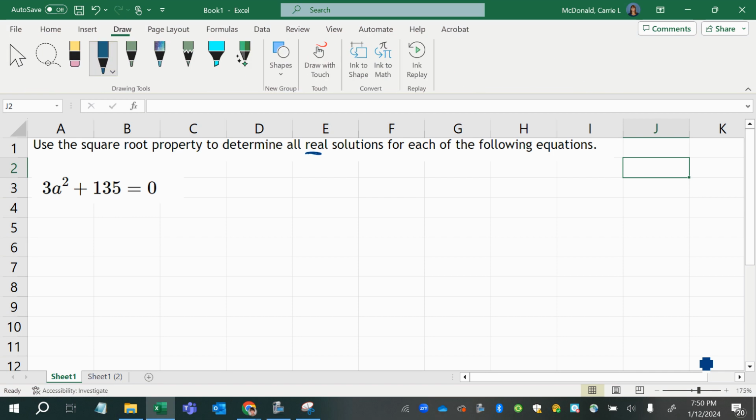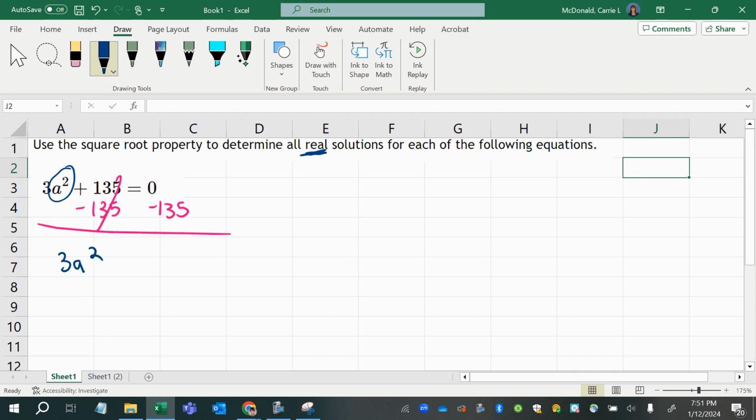Notice it says real solutions, so we're not interested in any solutions that have the imaginary unit in them, no complex solutions. So let's see what happens here. To use the square root property, we want to be able to take the square root at some point. So what can help is if you have anything with a square in it, if you can get that alone. So I'm going to subtract 135 from both sides first. Then I have 3a squared is equal to negative 135. Then I'm going to divide both sides by 3.